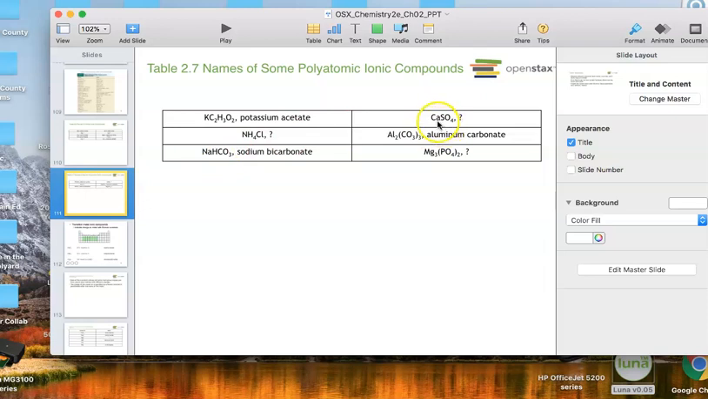CaSO4. Ca is calcium. SO4 is a polyatomic ion called sulfate. So calcium sulfate would be the name. Here we have aluminum, and CO3 is called carbonate. So here we have the compound aluminum carbonate. Finally, we have magnesium, and then we have PO4. It's called phosphate. So this formula is called magnesium phosphate.